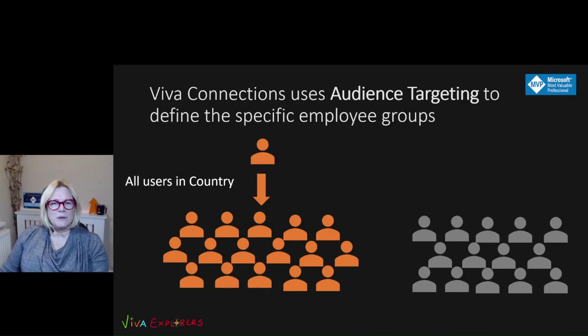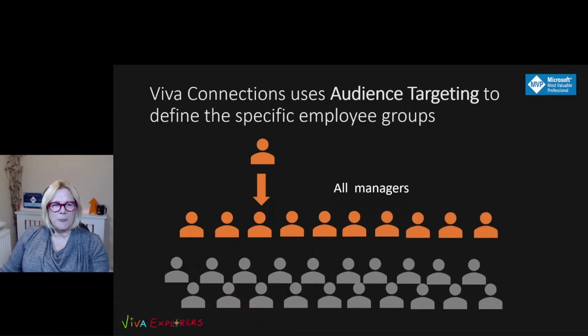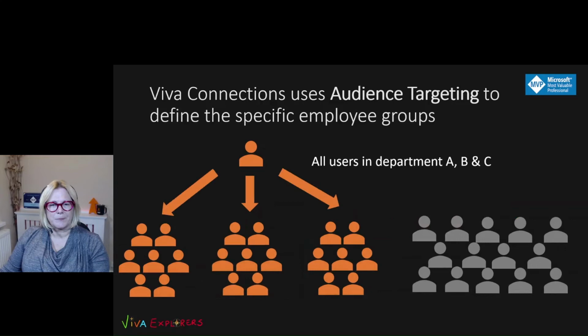So Viva Connections uses audience targeting to define specific employee groups. For example, you might want to target a card or a navigation to users in a specific country. Alternatively, you might have communications where you just want to target all managers or all non-managers. Then you can also use targeting to target more than one group. You can have up to 50 different groups in an audience targeting. So it doesn't just have to be one, you can target lots of different groups at the same time.